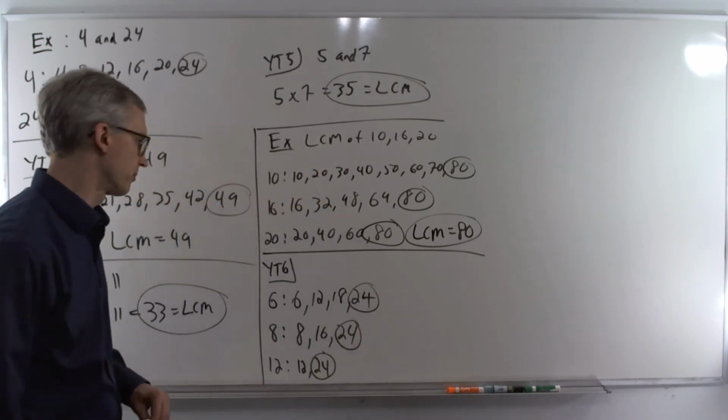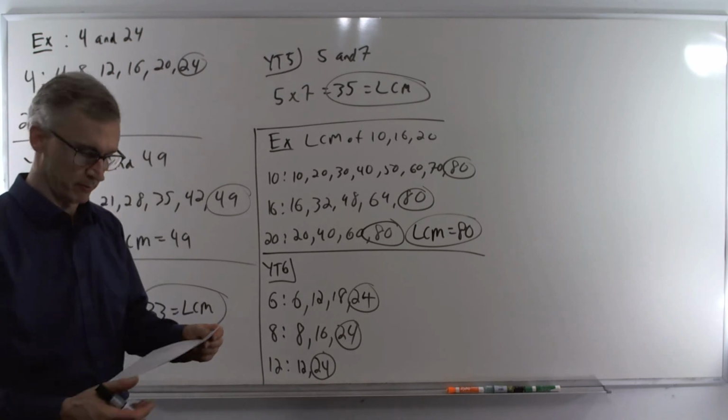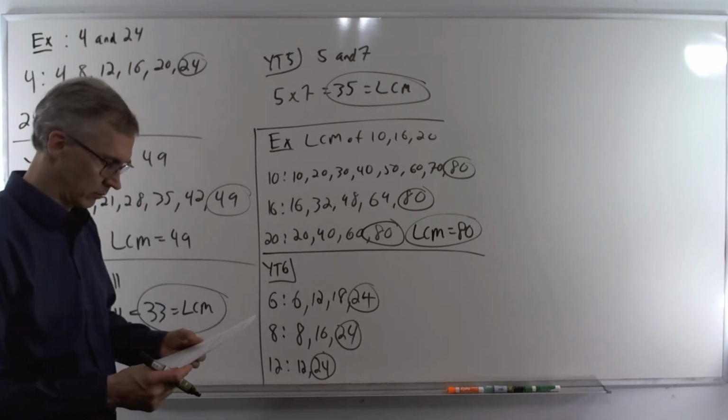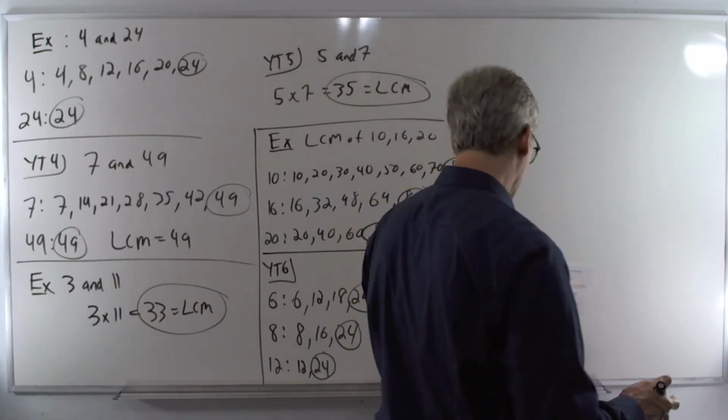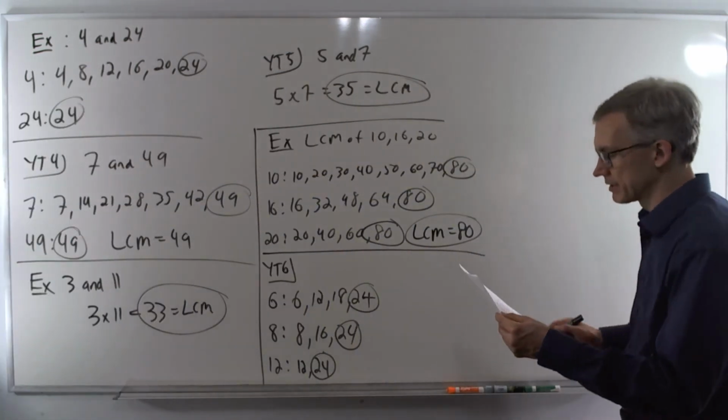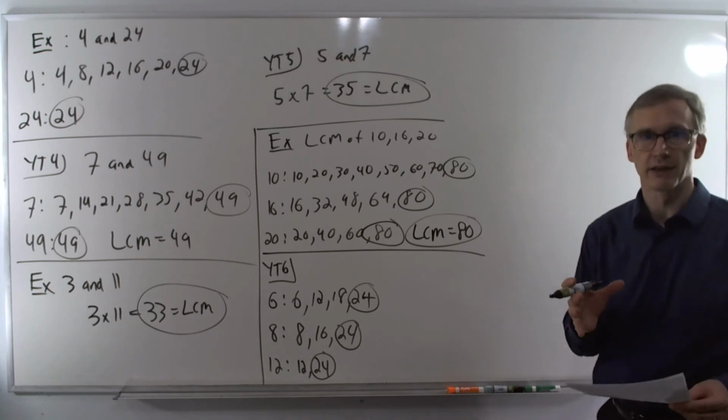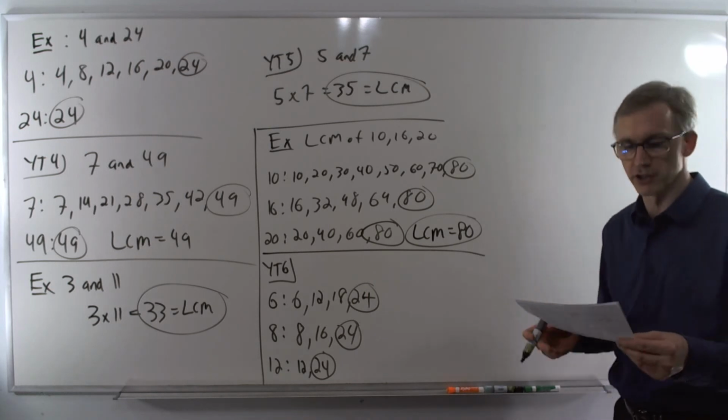We have the list of multiples. First match is 24. Now we're going to look at finding the least common denominator. The procedure is exactly the same, but we're going to be presented with fractions instead of just numbers.